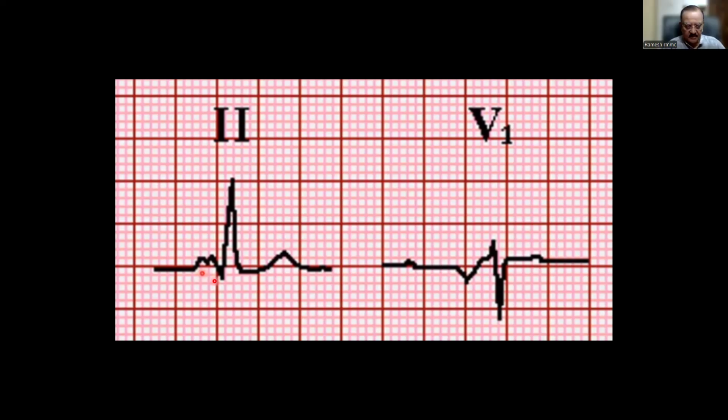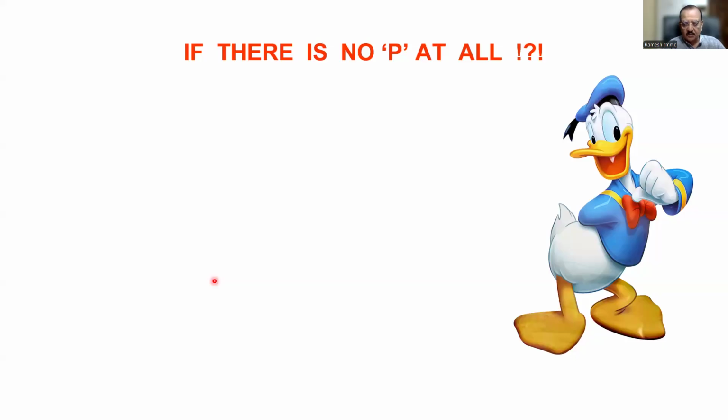Everybody clear? Yes, sir. Suppose you find some ECG where there is no P wave at all. Only QRS. What's your interpretation? Suppose you find QRS. There is no P wave at all. Absent P wave, atrial fibrillation, sir. Yes. Ventricular beats, sir. It's only ventricular beats.